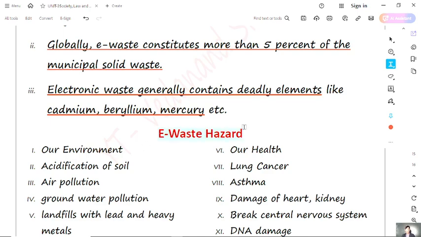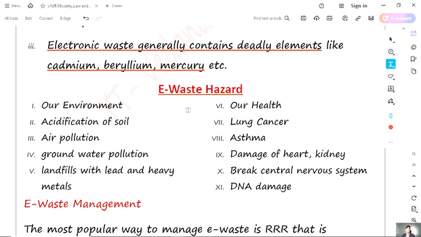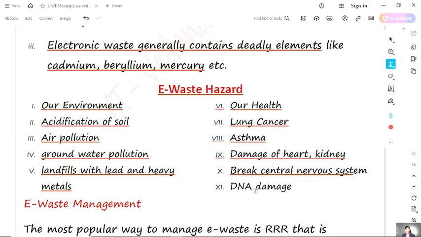Now, what are the e-hazards? It creates problems for our environment. Next is acidification of soil. Our soil is acidified and it does not give proper output. Air pollution is also part of e-hazard, along with groundwater pollution and landfills with lead and heavy metals. Along with that, there are health issues: lung cancers, asthma, damage to the heart and kidneys, damage to the central nervous system and DNA damage. All this comes under the e-hazard.